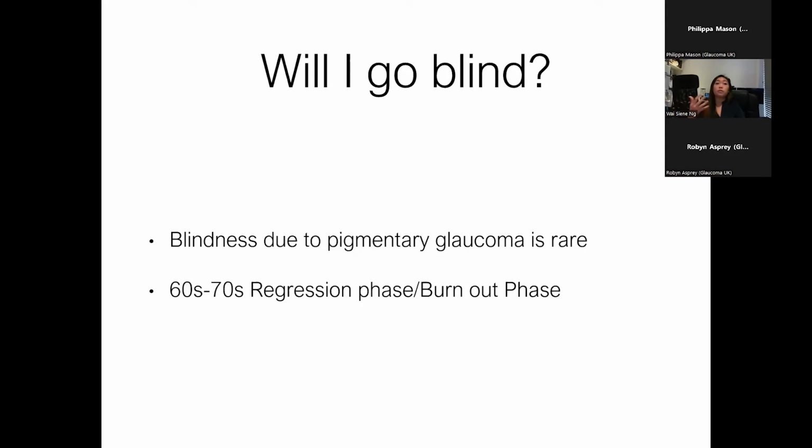However, there's a silver lining in that later on in life, about the 6th to 7th decade, the disease tends to burn out, whereby the pressure sort of stabilizes. But the damage, if you've got glaucoma, would still be present, and it's not reversible because glaucoma is not a reversible disease.